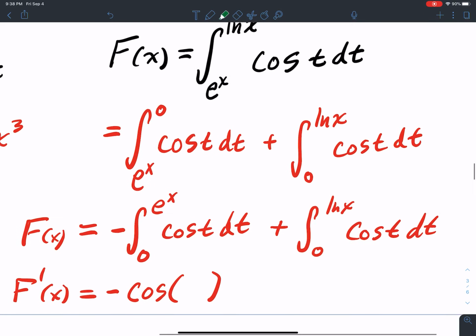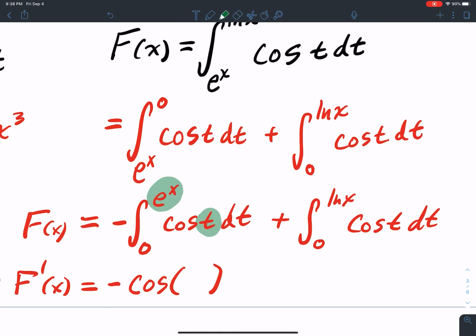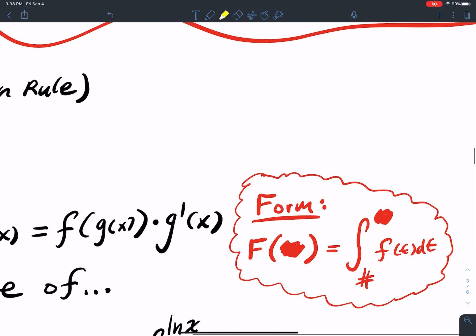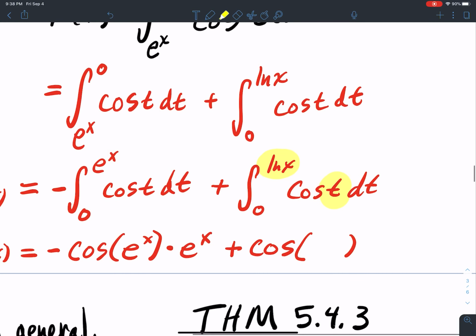And then I have cosine of, well, my dummy variable is t, so I'm going to plug in e to the x here. And then I need to multiply this whole function by the derivative of e to the x, because those don't match up there, okay? So the derivative of e to the x is e to the x. How about that? And then for this last one here, if I take the derivative the integral goes away, and I plug in that variable, that block that goes up in here, right? Okay? And so whenever I do that, I get cosine of ln x, and then times the derivative of the ln x. Remember, it's the chain rule going on. The derivative of ln x is 1 over x.